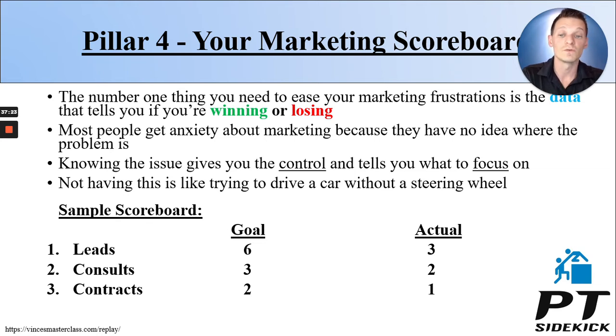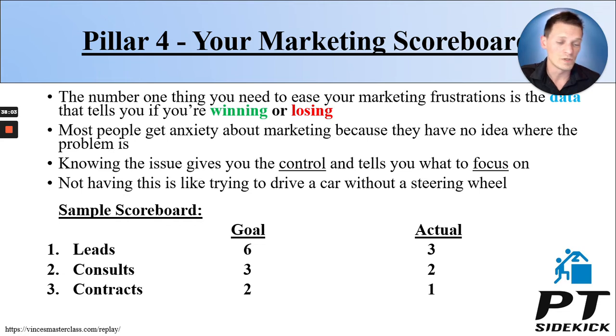So for example, if you were to create yourself a sample scoreboard saying, I need to get 2 contracts, you can even say a week here, and I have about a 50% close ratio and a 50% show ratio. Then you're going to have an understanding of how many leads you need to have coming in, how many consults you need, and how many contracts you're going to get. So for instance, if you had 6 leads coming in, that's going to convert into 3 consults, and slightly better than 50% gives 2 contracts from there.